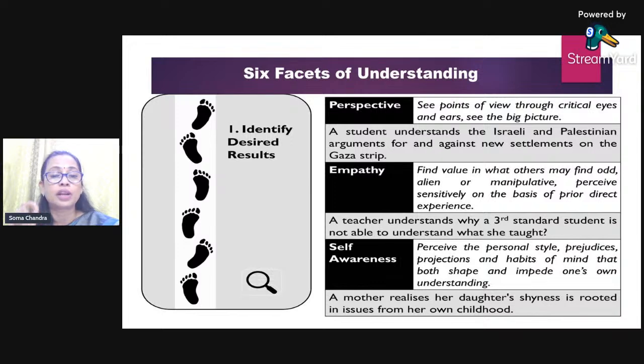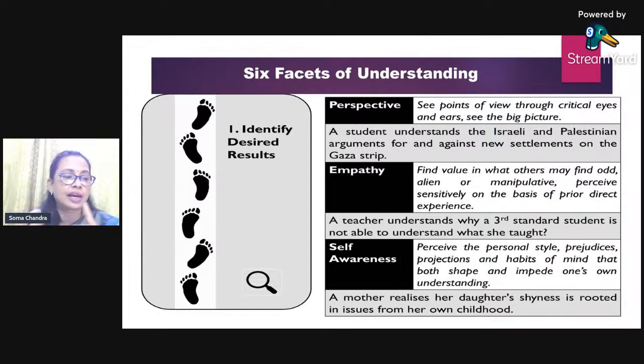Then the sixth and very important point is self awareness. Perceive your personal style and prejudices. Now, you'll be getting a new section, right? Session 25, 26. Don't ask the previous teacher, how was your class? Who was good in drawing? Who could write answers very well? Who is a naughty child? Who's a troublesome parent? No prejudices, projections, and habits of mind that both shape and impede one's own understanding.